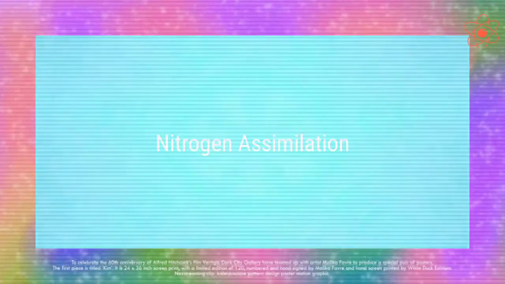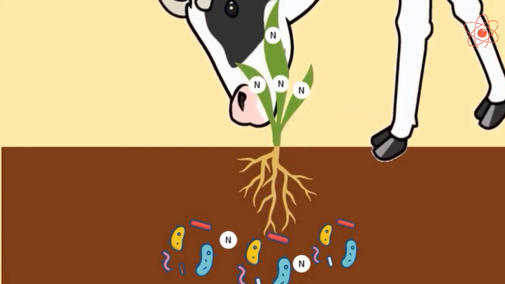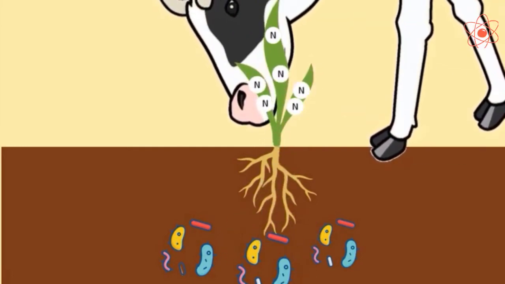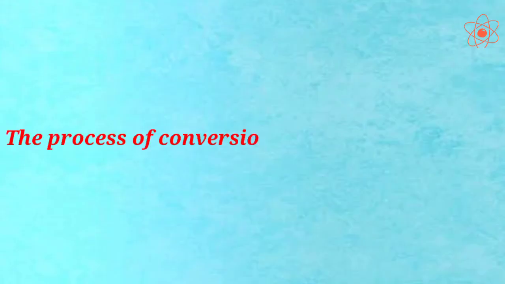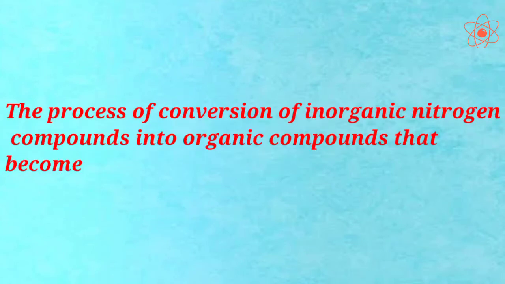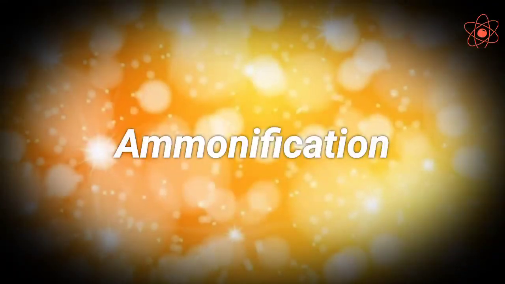Second step, nitrogen assimilation. Plants absorb nitrates from the soil and convert them into plant proteins. The herbivorous animals eat green plants and convert the plant proteins into animal proteins. The herbivorous animals are then eaten by carnivorous animals. This process of conversion of inorganic nitrogen compounds into organic compounds that become a part of living organisms is called nitrogen assimilation.